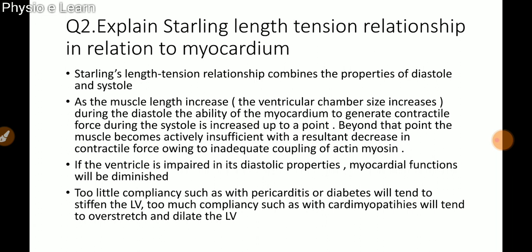If the ventricle is impaired in its diastolic properties, the myocardial function will be diminished. Too little compliance, such as in pericarditis or diabetes, where the LV becomes stiff, or too much compliance, where the muscle becomes abnormally dilated, as in cardiomyopathy, will again affect LV function. So whether the muscles become stiff, as in diabetes or pericarditis, or are too dilated, in both conditions the function of the LV is affected.